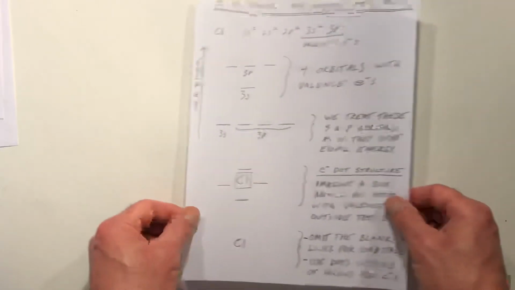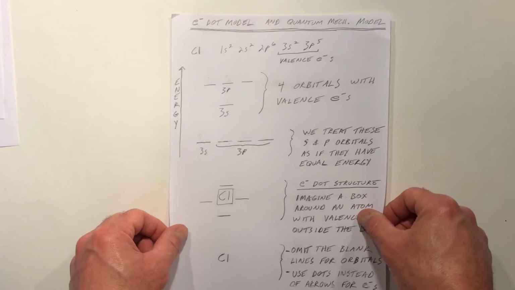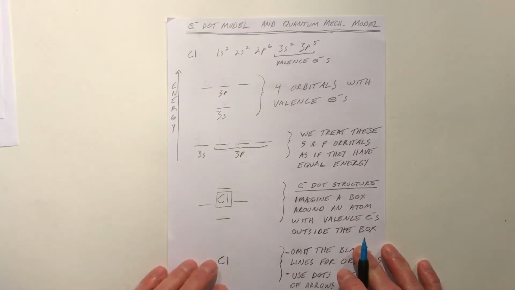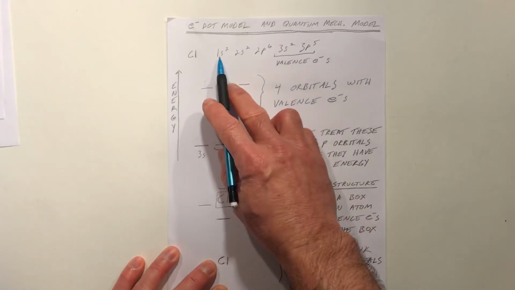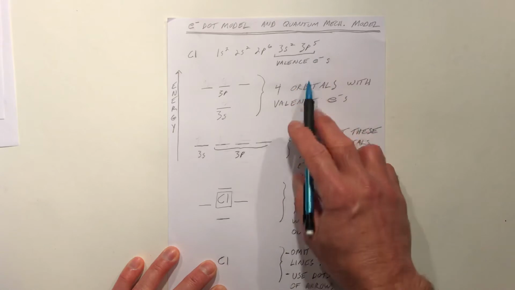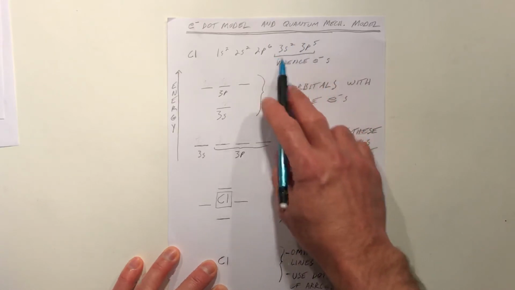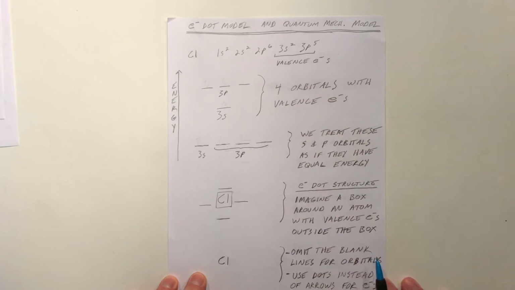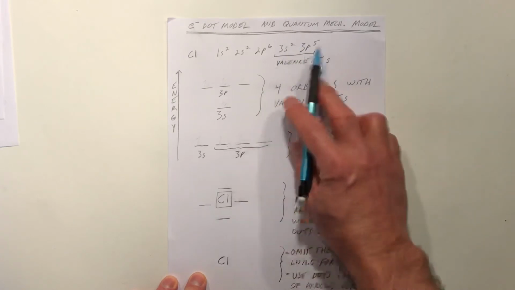Let's take a look at how the electron dot model is put together and how it relates to the quantum mechanical model. Let's do this for chlorine. Chlorine, when it's neutral, is 1s2, 2s2, 2p6, 3s2, 3p5. These are the valence electrons out here. And what we're going to do is focus on those valence electrons. Let's draw an orbital diagram for these electrons.